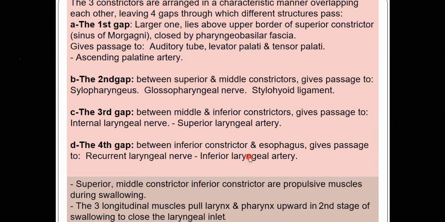The fourth gap, which is inferior to the inferior constrictor and esophagus, gives passage to the recurrent laryngeal nerve and inferior laryngeal artery. So please remember all 4 gaps and the structures crossing them. The superior, middle and inferior constrictors are propulsive muscles during swallowing, and longitudinal muscles pull the pharynx upward in the second stage of swallowing.